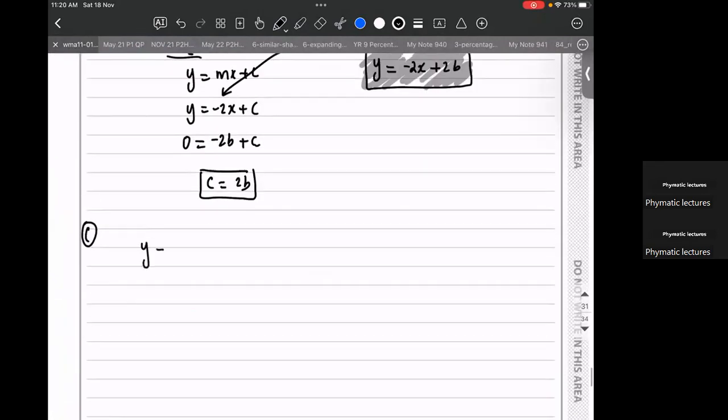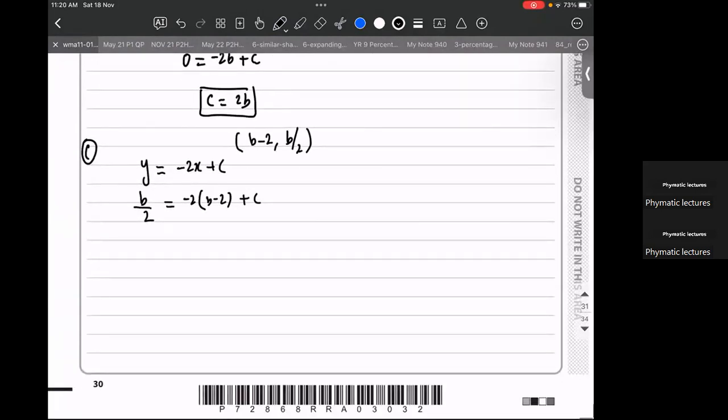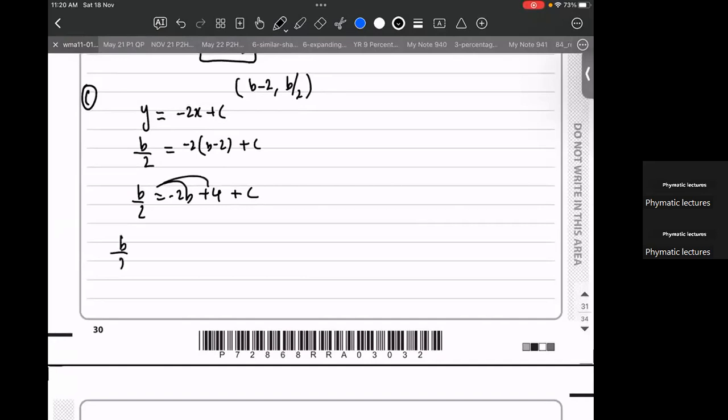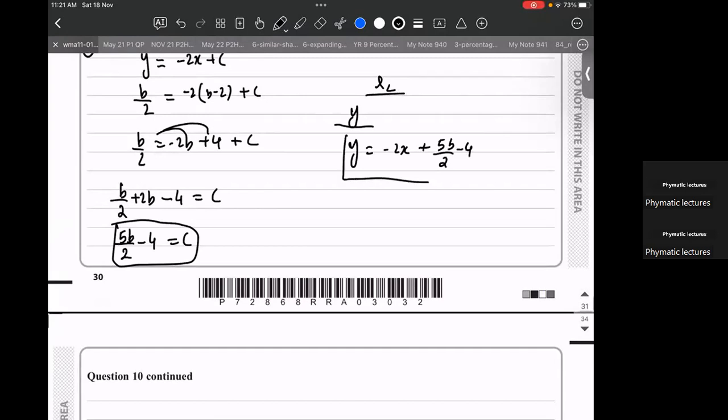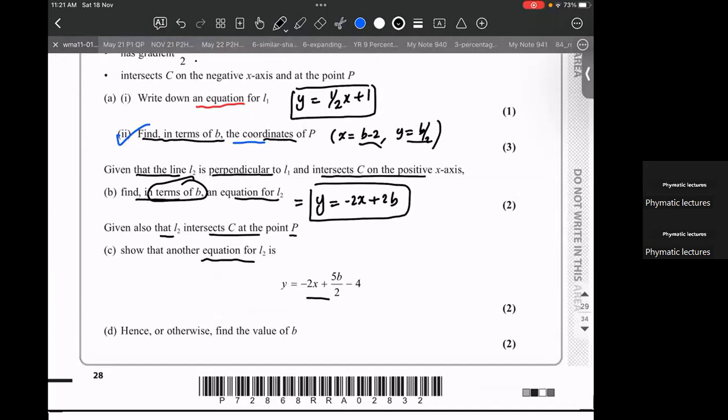Therefore, the equation of the line, we can write it as y is equal to negative 2x plus c. Again, if you want to find the y intercept, you can plug the point b minus 2, b by 2 into this equation. So in place of y, you substitute b by 2. In place of x, you substitute b minus 2, plus c. So you can find the y intercept. b by 2 is minus 2b plus 4 plus c. You bring this to this side. So b by 2 plus 2b minus 4 is the y intercept. If you're adding together, this becomes 5b by 2 minus 4 as the value of the y intercept. Therefore, another equation of line L2, we can also write as y is equal to minus 2x plus 5b by 2 minus 4. Hence, we showed. See, minus 2x plus 5b by 2 minus 4.